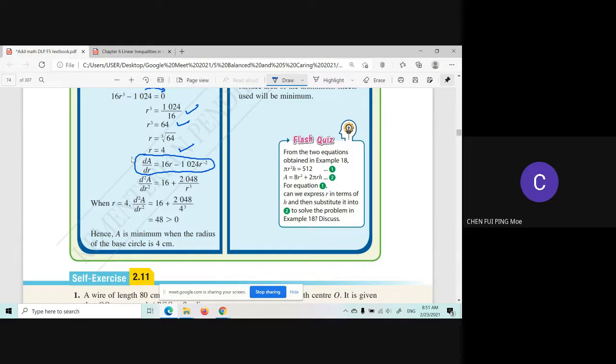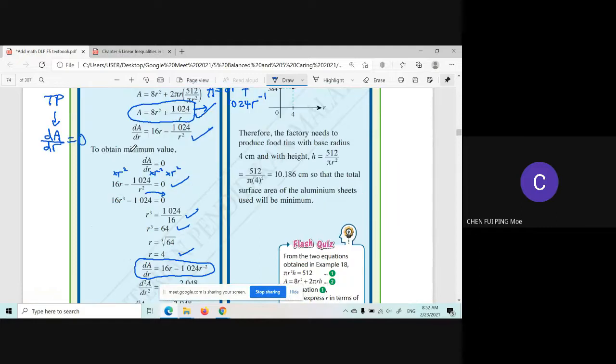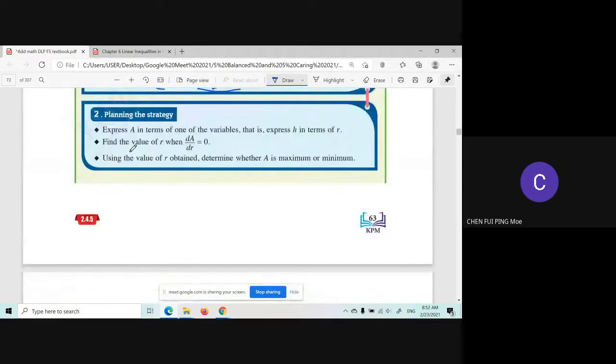So just now already found the first derivative, right? So differentiate 16r, getting 16. Differentiate this. So this number times this number, getting 2048. r copy down. Power minus 1 becomes minus 3. So bring it down like this. So this one is your second derivative. So substitute r equals 4 inside this one. Then you found that it is 48. So when the second derivative is positive, meaning that your A is minimum. So you can make the conclusion r equals 4 will make the A minimum.